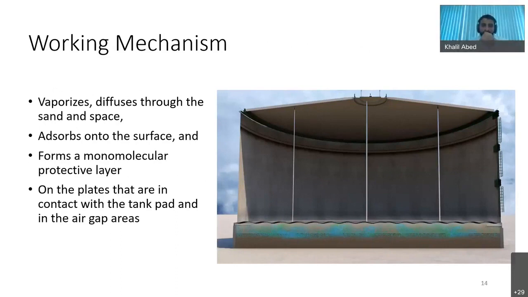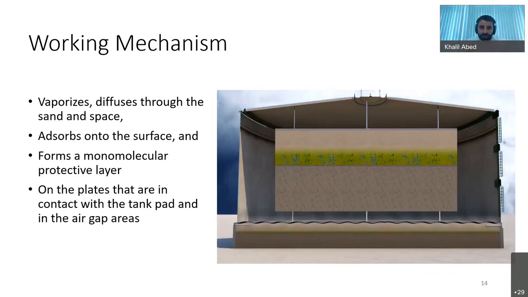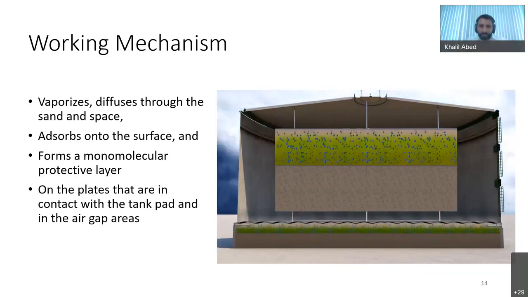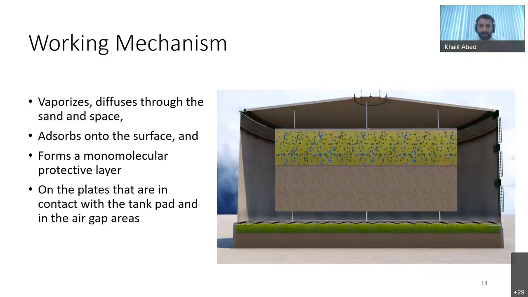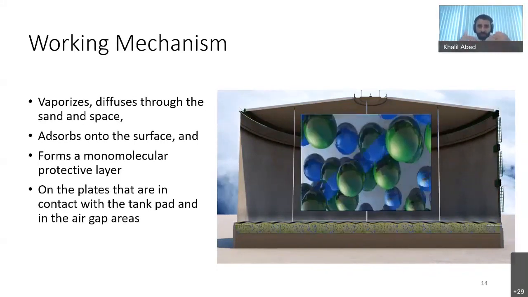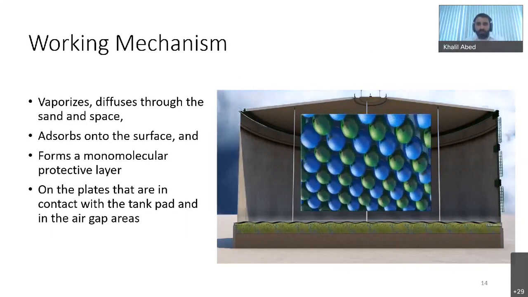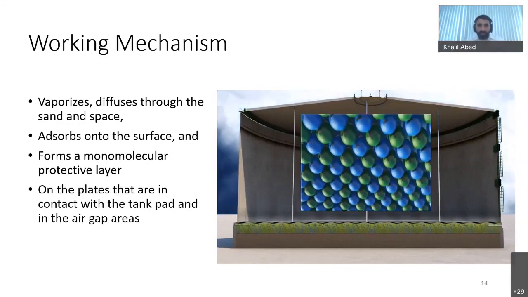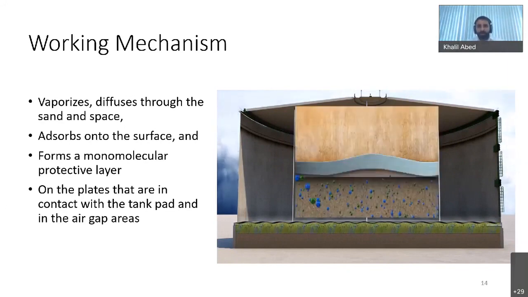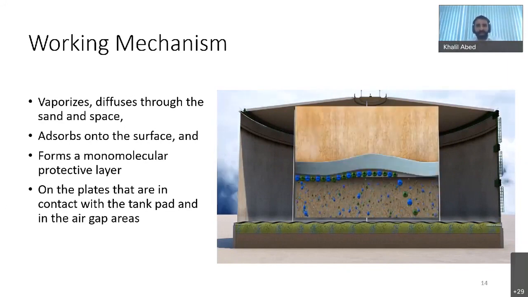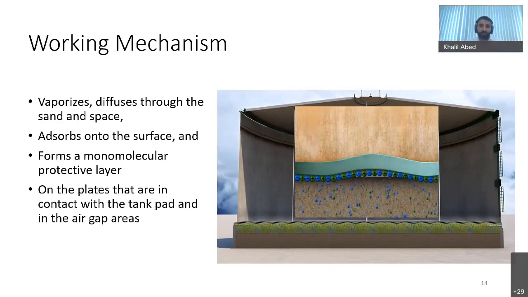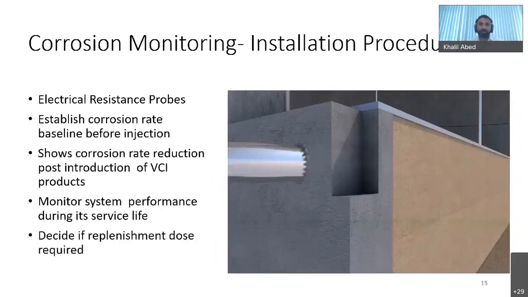Once the VPCI material is introduced under the tank bottom plates, it vaporizes, diffuses through the sand and spaces, reaches the underside of the tank bottom plates, absorbs onto the surface, and forms a monomolecular protective layer on the plates that are in contact with the tank pad and in the air gap areas where the CP current, for example, cannot reach. So it provides you with comprehensive protection. That's the working mechanism of the vapor phase corrosion inhibitors.